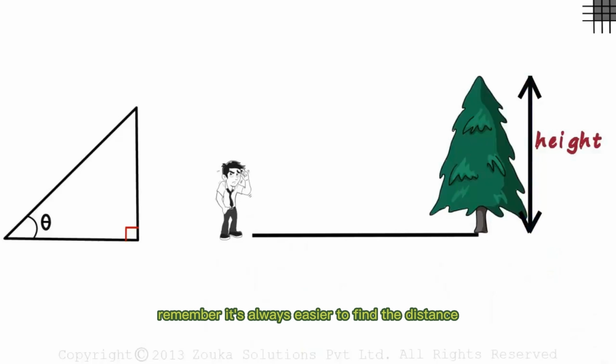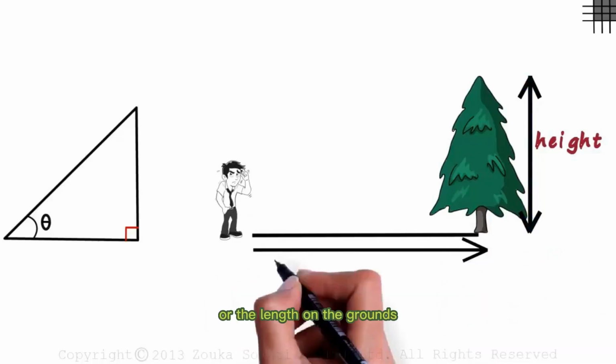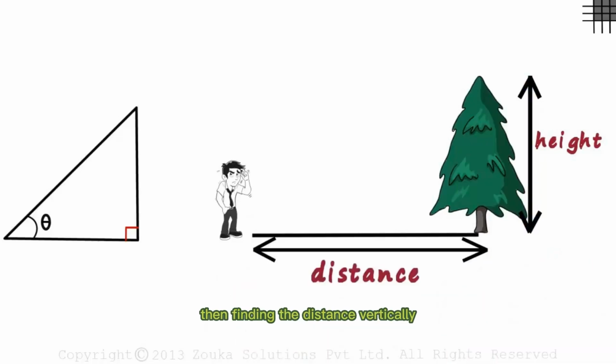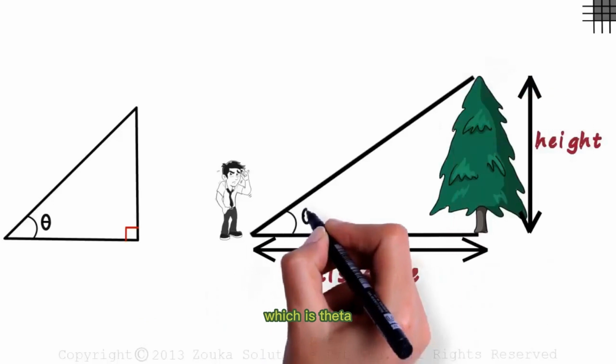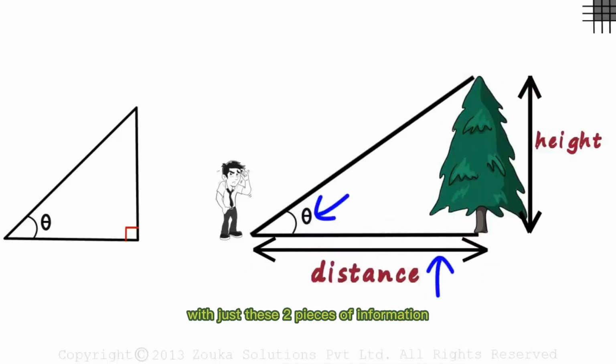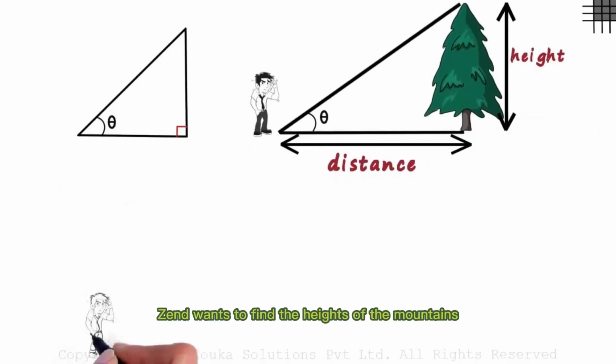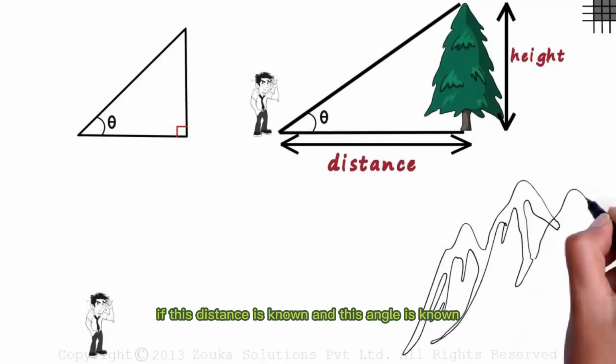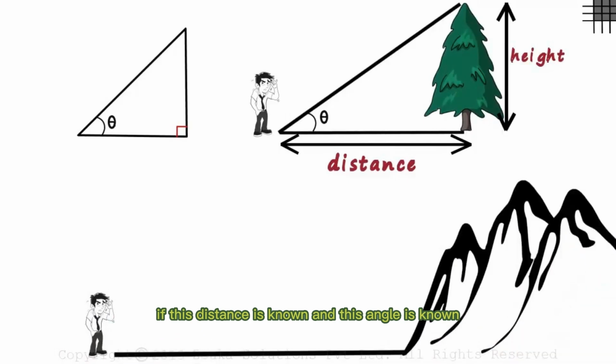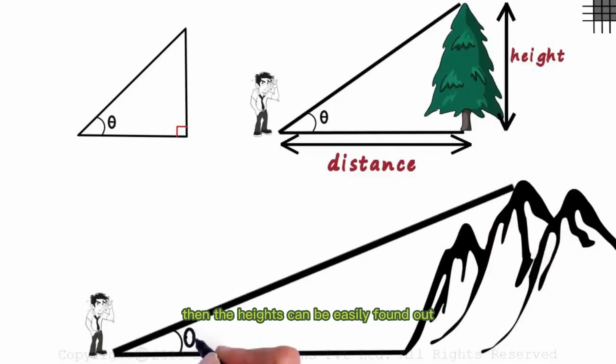Remember, it's always easier to find the distance or the length on the ground than finding the distance vertically, and we can find the approximate measure of this angle, which is theta. With just these two pieces of information, we can find the height of this tree. This time, Zen wants to find the height of the mountain. If this distance is known and this angle is known, then the height can easily be found out.